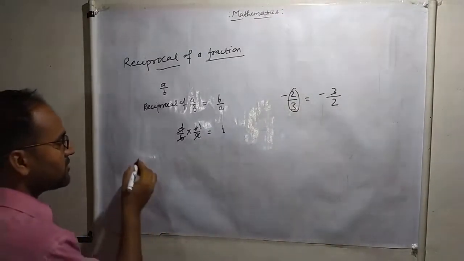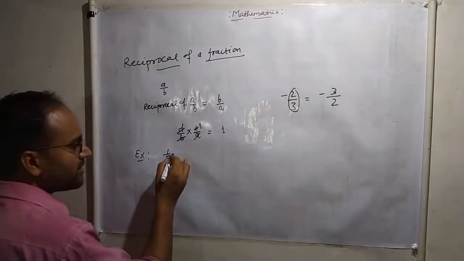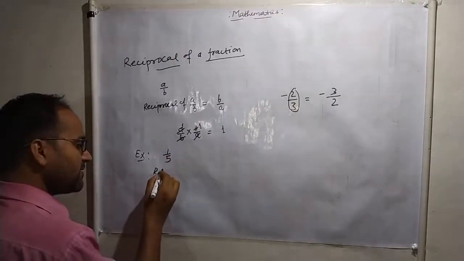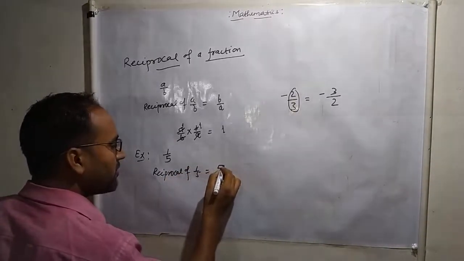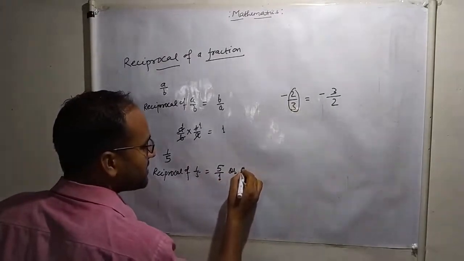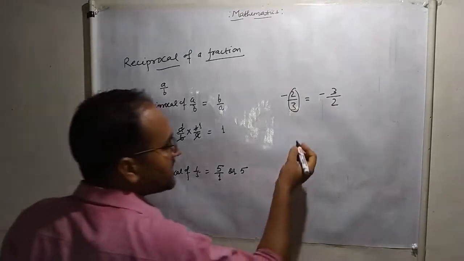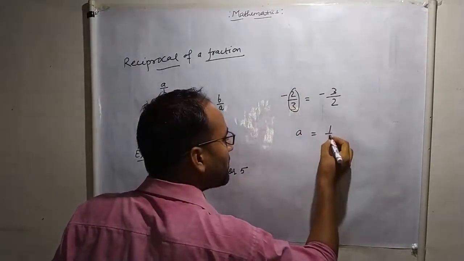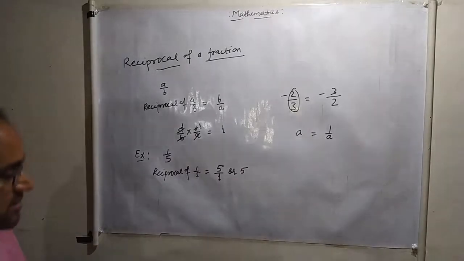To show you one more example, suppose you have taken 1 upon 5. What is the reciprocal of 1 upon 5? The reciprocal of 1 upon 5 is equal to 5 upon 1, or just 5. So always remember this, students: reciprocal is just the opposite of a given fraction. If it is a number a, what is the reciprocal of a? It is 1 upon a, and the product of a and 1 upon a is always equal to 1. So this is known as a reciprocal.